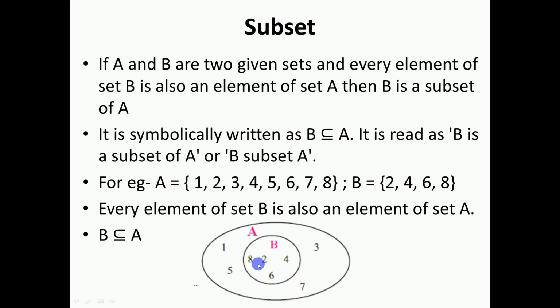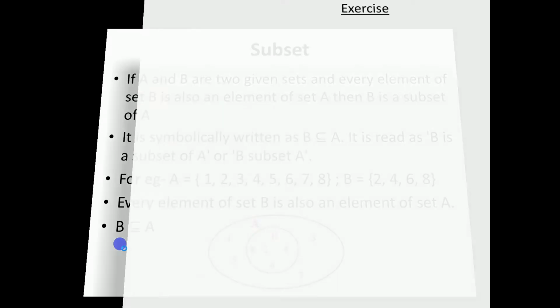So subset is very simple. You just have to remember that all the elements of the second set should be present in the first set. And it is written like this, and this is the sign for subset. Let us solve some examples which will make you understand Venn diagrams and subsets very easily.